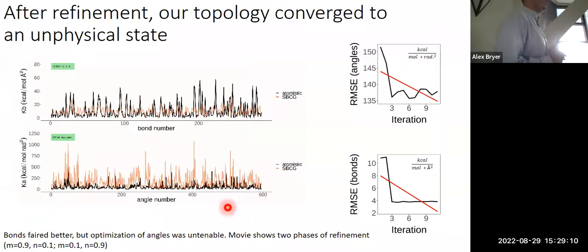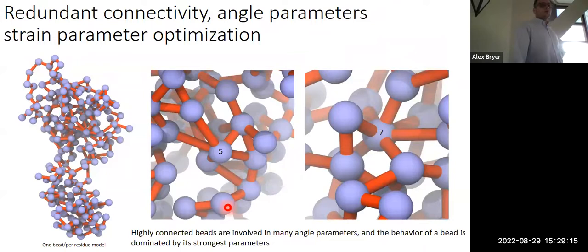As I hinted at earlier, this problem is really caused by redundant connectivity, in this case, angle parameters, that strains the optimization. With these highly granular models, this is our 221 bead model CA, highly connected beads are involved in many angle parameters. And in terms of network theory, the behavior of any node is dominated by its strongest connections. It's the same for these models.